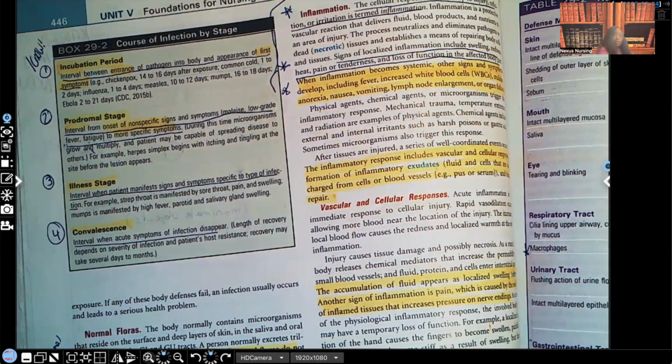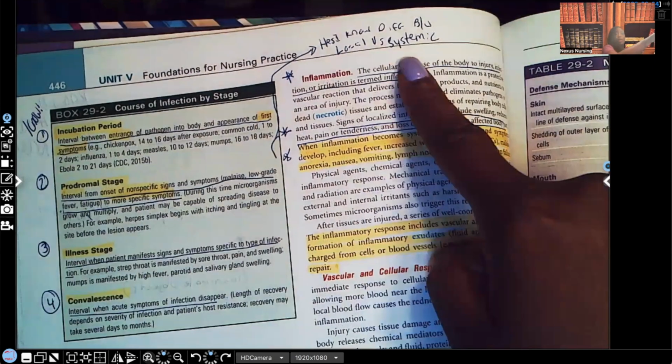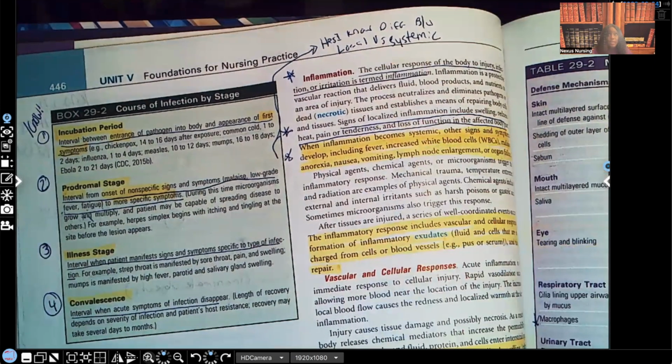And take a look at what I wrote up here. It says HESI, no difference between local and systemic. This has been seen on HESI over and over and over again. Don't say I didn't warn you. Let's keep going.